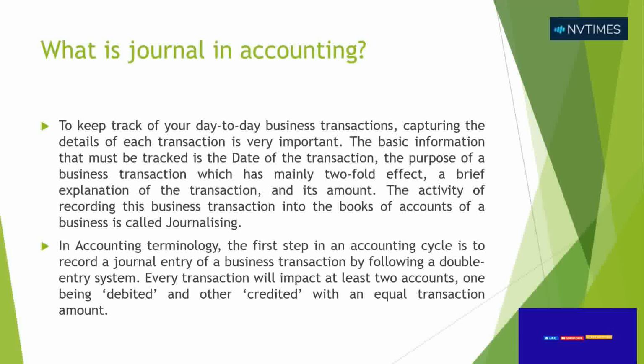In accounting terminology, the first step in an accounting cycle is to record a journal entry of a business transaction by following a double entry system. Every transaction will impact at least two accounts, one being debited and the other credited with an equal transaction amount.